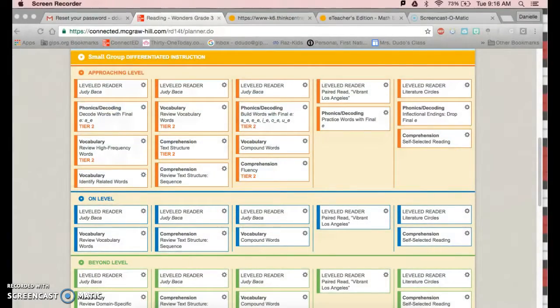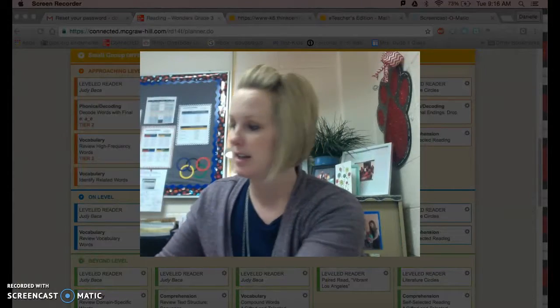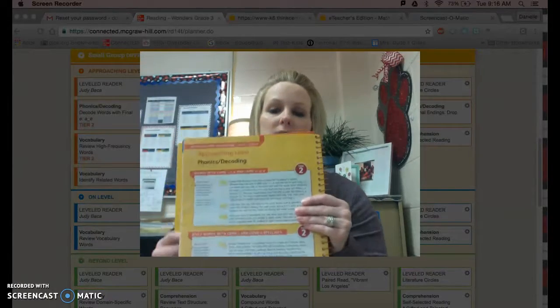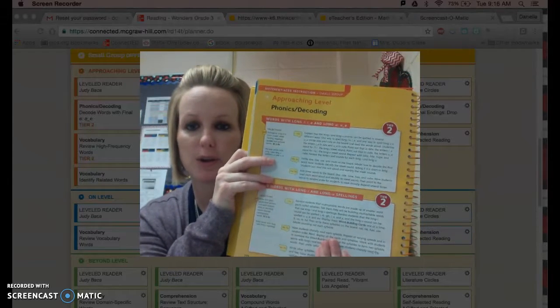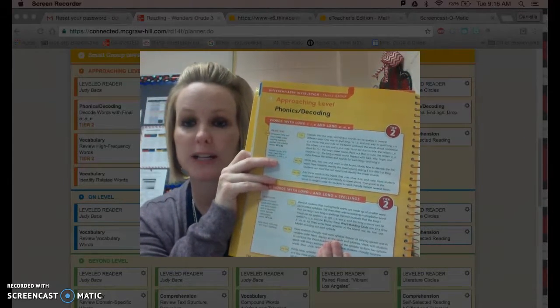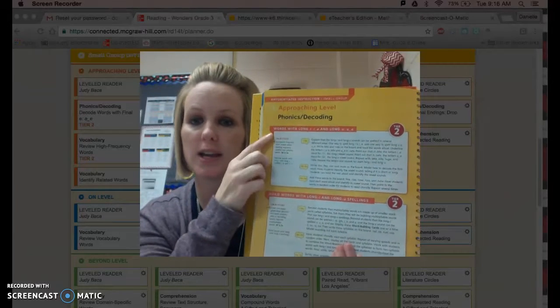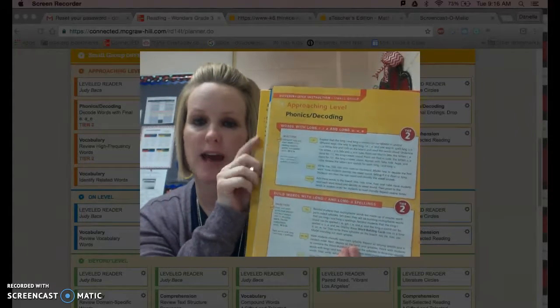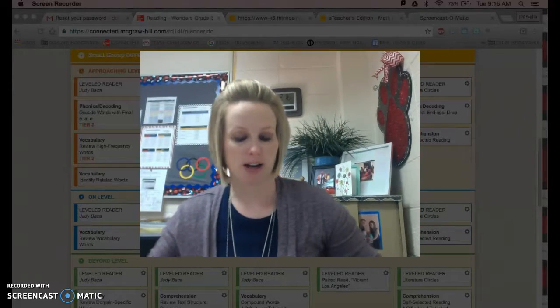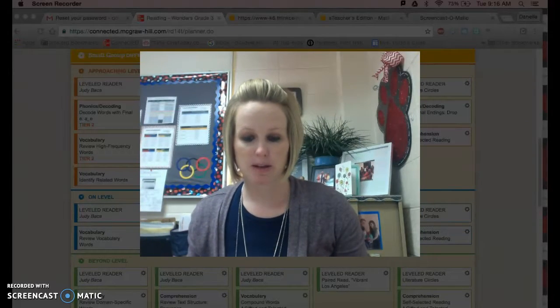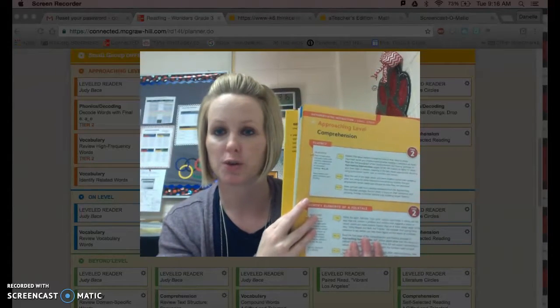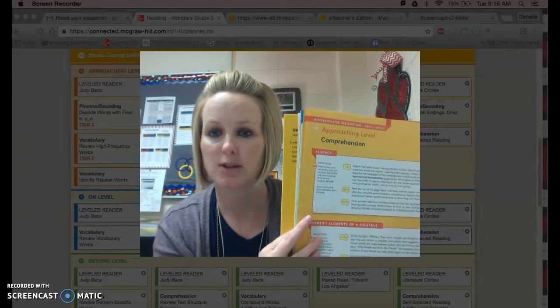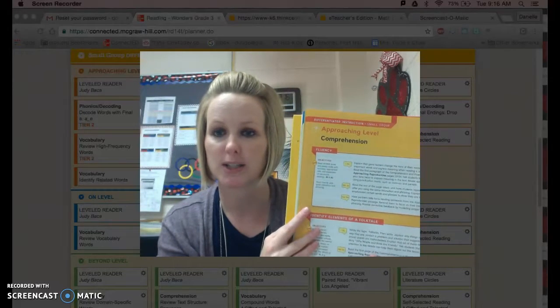Something to keep in mind as well when you are looking at your book: here's what it would look like in your book. This would be the approaching level. You have your Tier 2, so if you want to do a reteach group on your phonics and decoding, here would be some great resources for that. It's awesome. It breaks it down into phonics and decoding, vocabulary. It does have a comprehension section, so if you want to do a reteach group with your comprehension, just keep in mind though that you may need additional resources for some of these.